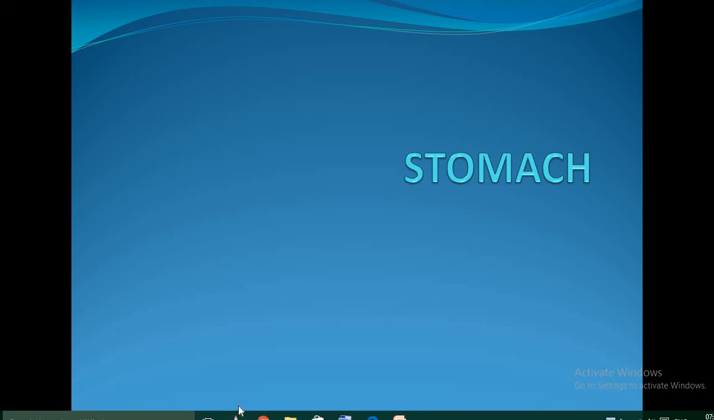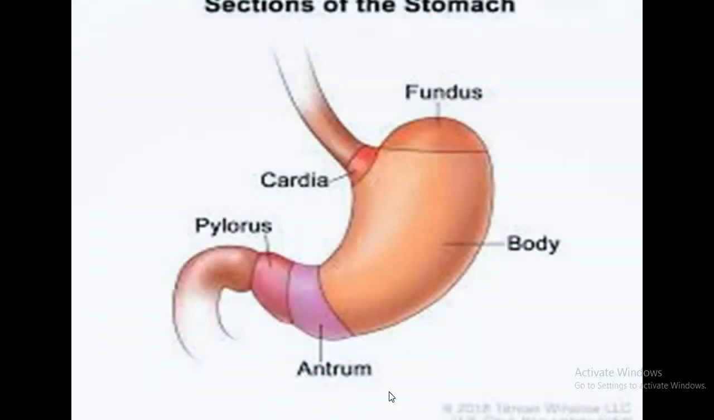Good morning, students. Today we have to study about the stomach. The stomach is a part of the digestive system. So let's start with the topic. Stomach. You are observing a section of the stomach.